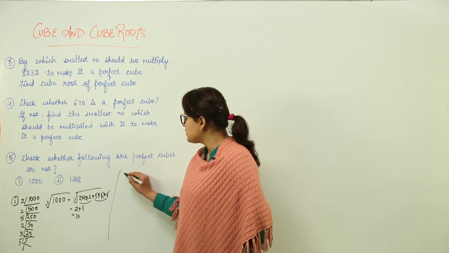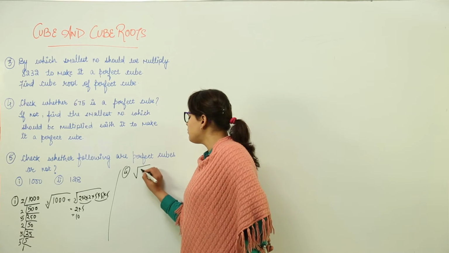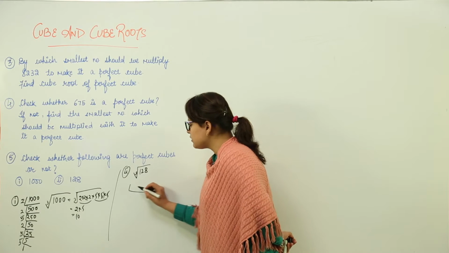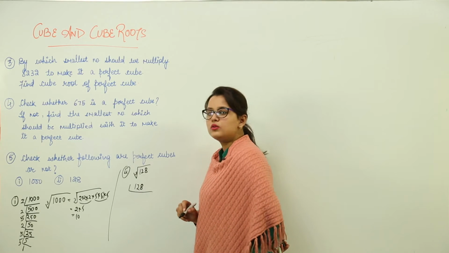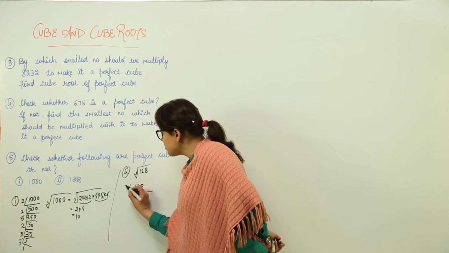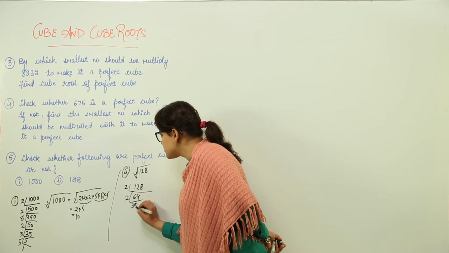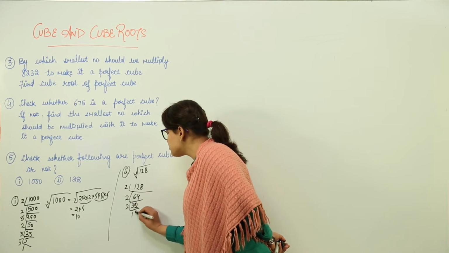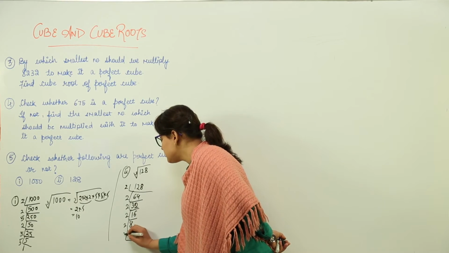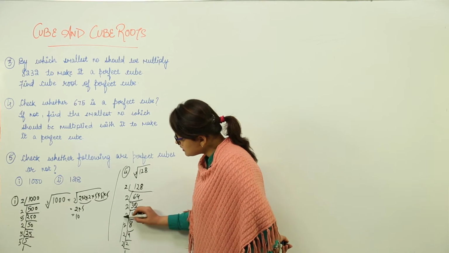Now let us try the second question. The second question says you have to check for the number 128. Now let us find the cube root for this one. If the cube root exists, it is a perfect cube. If the cube root does not exist, it is not a perfect cube. Now let us solve this. 2 6s are 12, 2 4s are 8, 2 3s are 6, 2 2s are 4, 2 1s are 2, 2 6s are 12, 2 8s are 16, 2 4s are 8, 2 2s are 4 and 2 1s are 2.